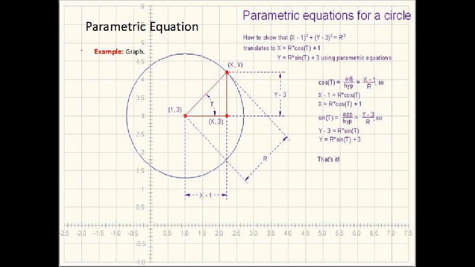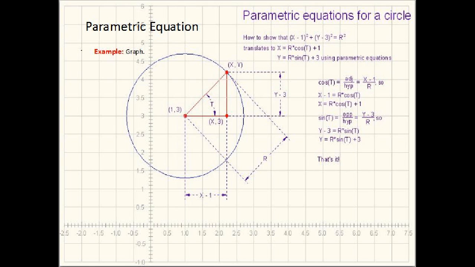We can make a triangle by using the other point, which would be (x, 3). And from this triangle, we can deduce that the adjacent side is x minus 1, the distance from x to 1, and the opposite side is y minus 3, the distance from y to 3, and the hypotenuse is the radius.